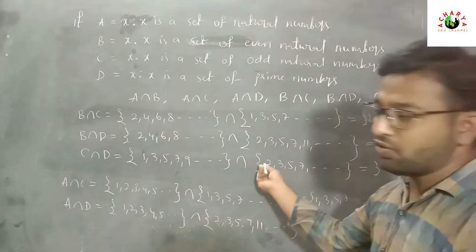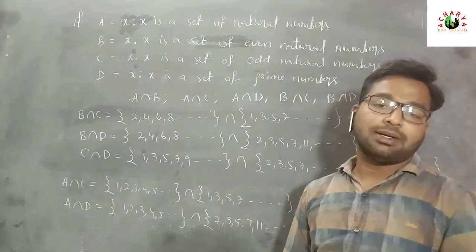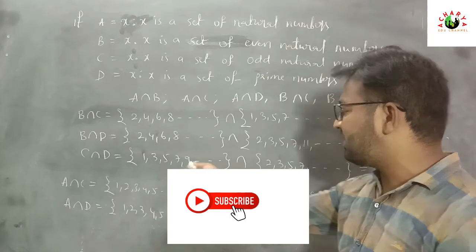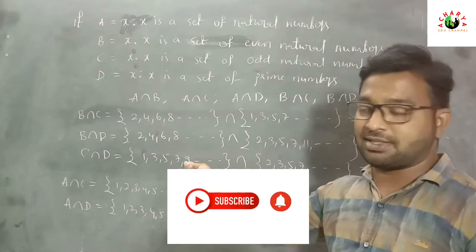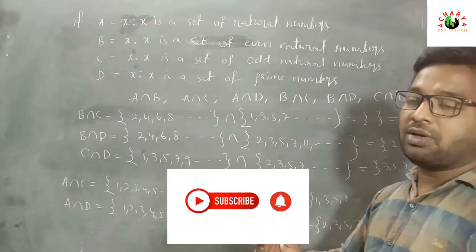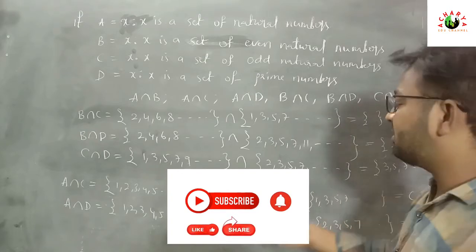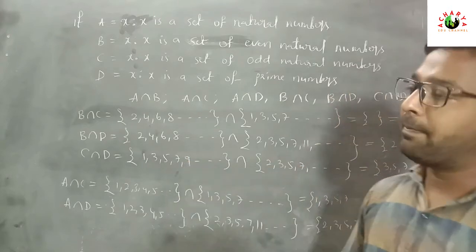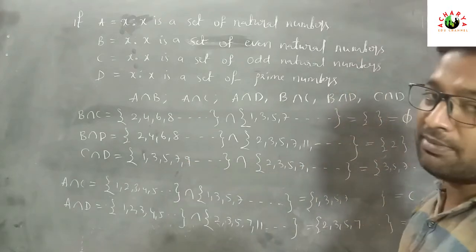Except 2. 2 is not an odd natural number. 2 is not present in the odd natural number set. So we can't write 2. The remaining prime numbers are the common elements of odd natural numbers and the prime numbers. Understand? Okay. The next topic is equal sets.